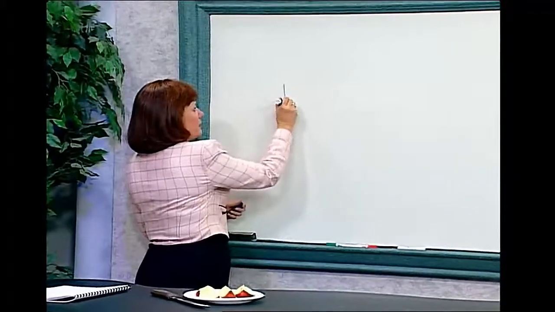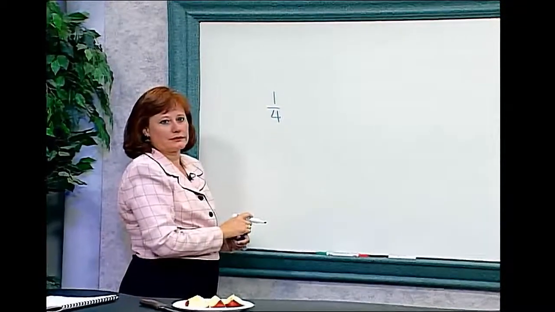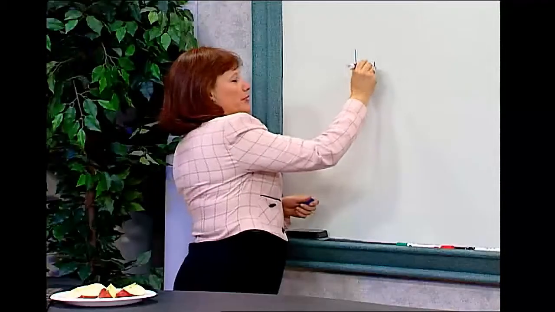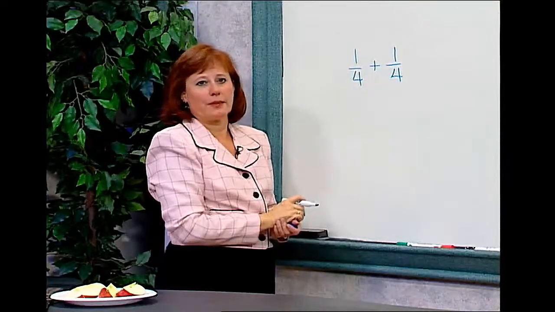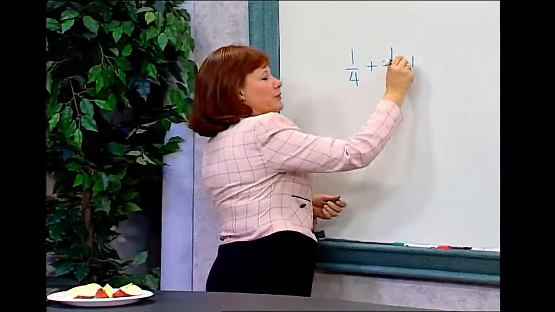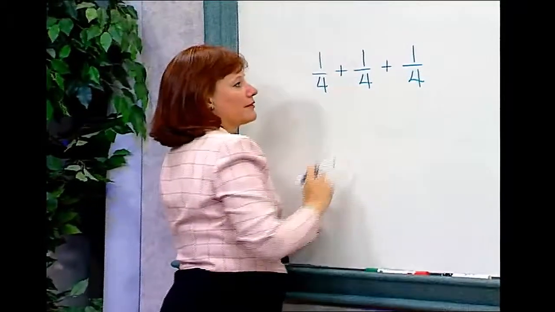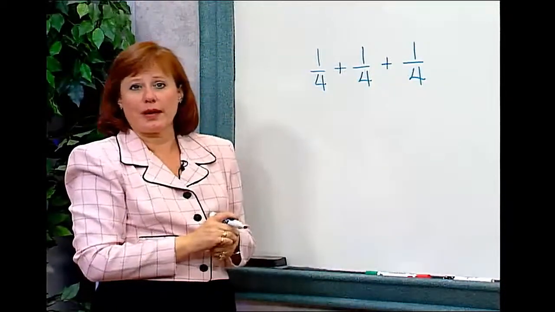Let's write symbols on the board for what that means. Jane started out by eating 1 piece of the apple. That represented 1 quarter of the apple. She picked up another piece and ate it. That represented another quarter of the apple. She picked up a 3rd piece and ate it, which represented yet another quarter of the apple.